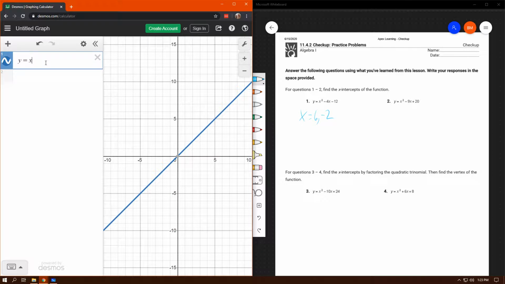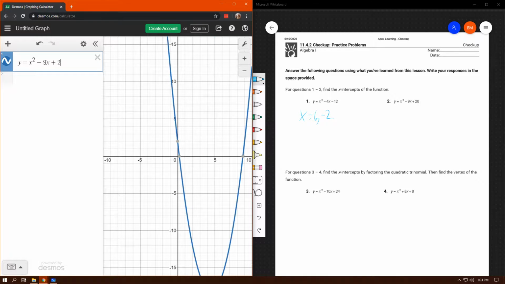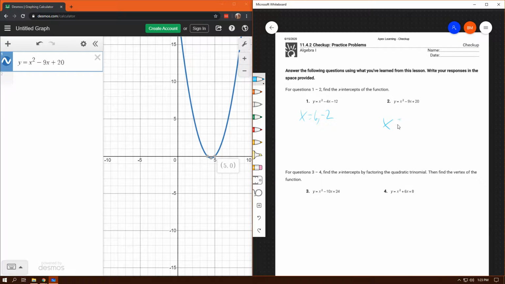Do the same thing for this one. It crosses at 4 and 5. So my answers are 4 and 5. If they ever ask for the factorization, this would be x minus 4, x minus 5. If they ever ask for that.